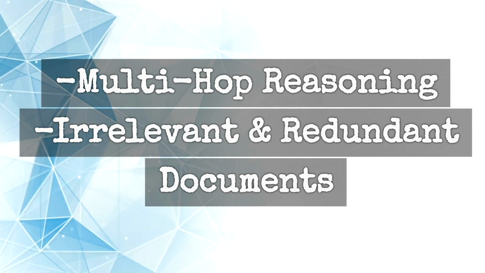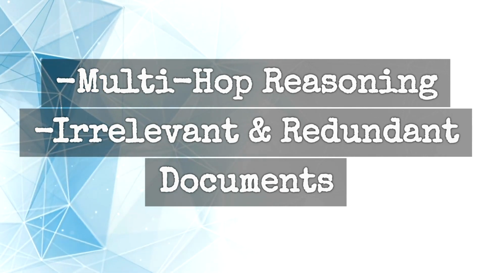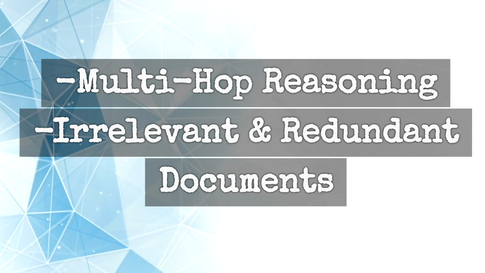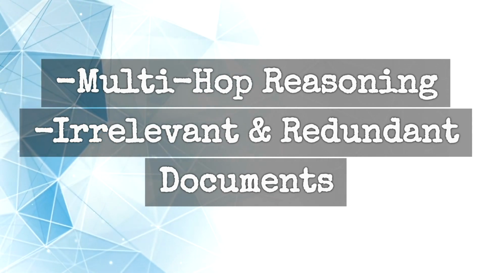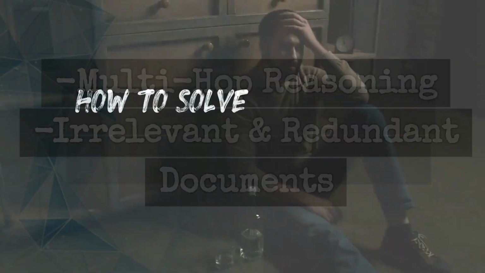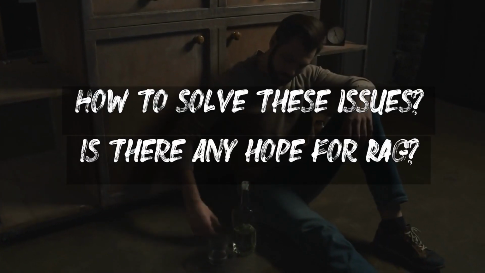Let's not forget also, RAG systems often retrieve irrelevant or redundant documents, making coherence a constant battle, especially when faced with overlapping or conflicting information. How to solve these issues? Is there any hope for RAG?